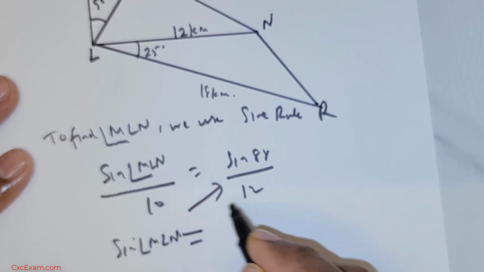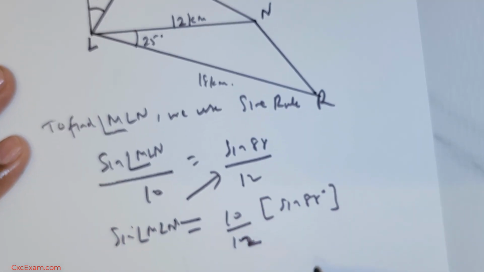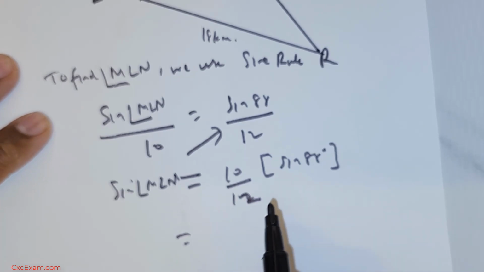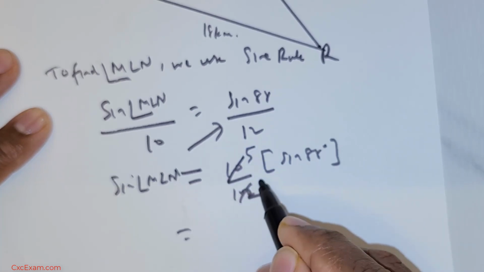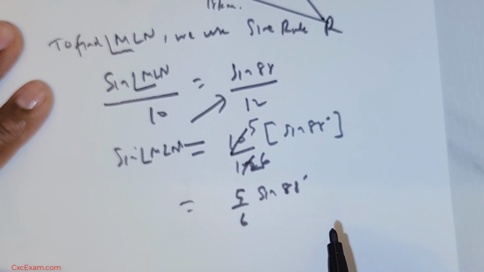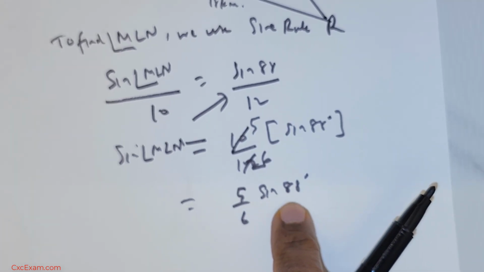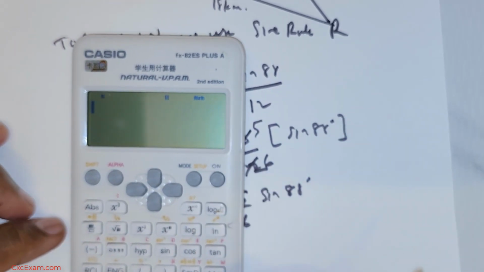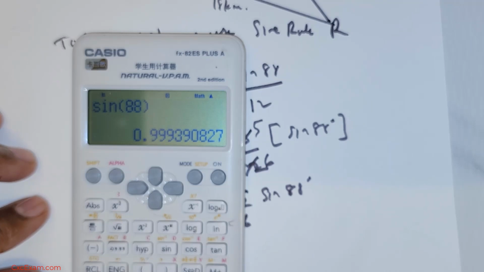So we need sine of angle MLN. This is equal to, cross multiply, 10 over 12 times sine 88 degrees. Before that we can reduce this: 2 divides 5 times, 2 divides 6 times, so 5 over 6 multiplied with sine 88. Now we will have to get the value of sine 88. So go to your calculator and type sine of 88 degrees. So this is the value that we are getting.